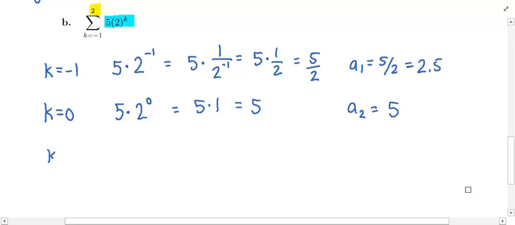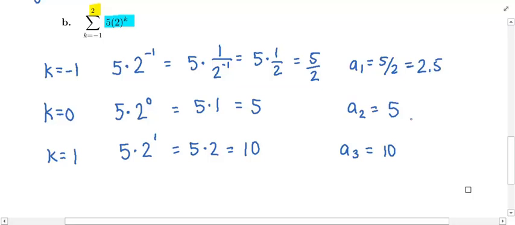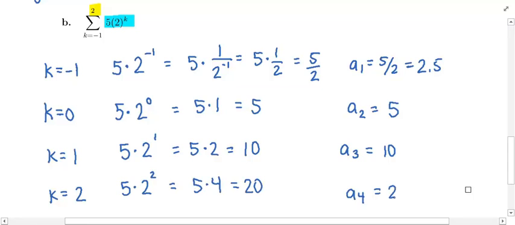Now we're going to bump up to k equals 1. Plug in 1 for k. This is going to be 5 times 2 to the first power. This is going to be 5 times 2, which is 10. So the third term in the series is going to be 10. We need to go one more time to a k value of 2. Then we stop because that's our upper limit of summation. Plug in 2 for k. So we're going to get 5 times 2 squared. This is going to be 5 times 4, which is 20. So the fourth term in the sequence is 20.